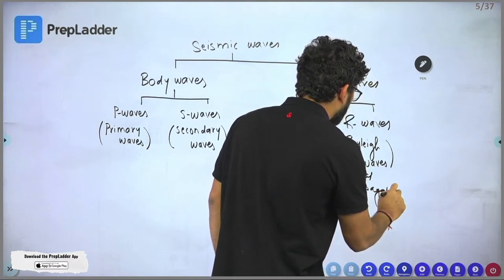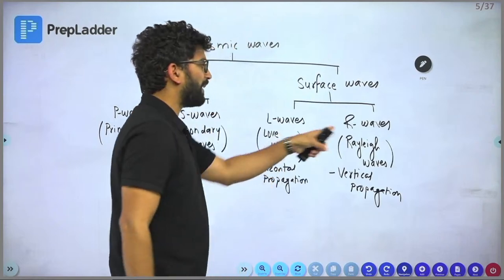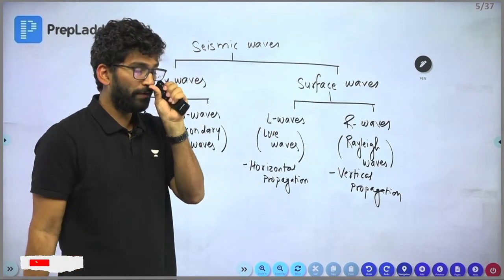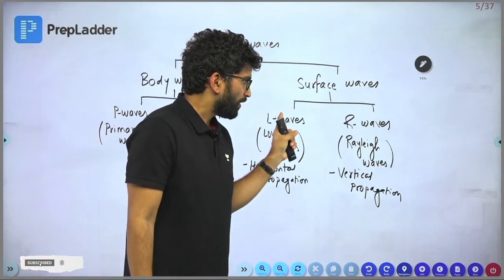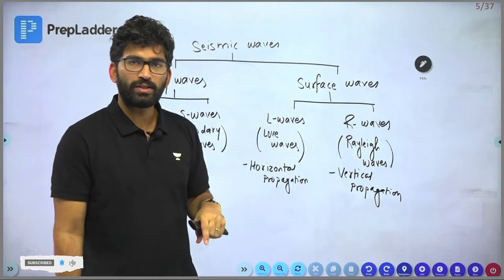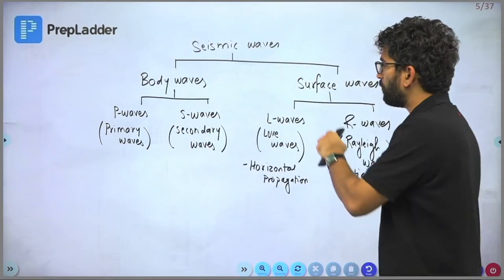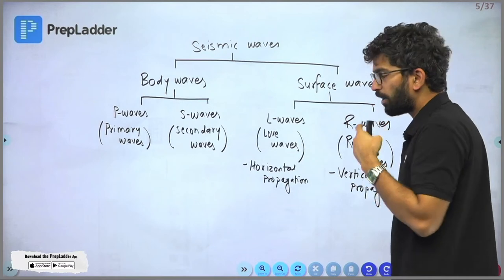Alright, R waves are slower. L waves are a little bit faster than R waves. Overall, surface waves are slower than body waves. Now understand this. These two waves will get created over the surface at the epicenter, and whenever they get created at the epicenter, that will be responsible for the formation of an earthquake.